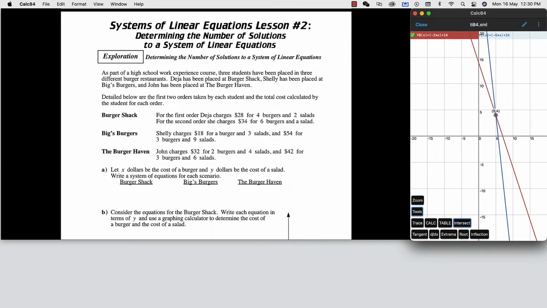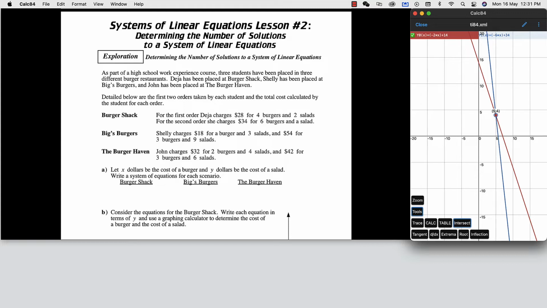We're on Unit 10, Lesson 2, and we're going to be continuing on with systems of linear equations. And it looks like we've got an exploration here, and there are three burger restaurants, the Burger Shack, Big Burgers, and the Burger Haven. And there's going to be some people there purchasing burgers and salads and paying various amounts of money for various ratios of burgers and salads, and we just want to try and find out the price of burgers and salads at each one of these restaurants.